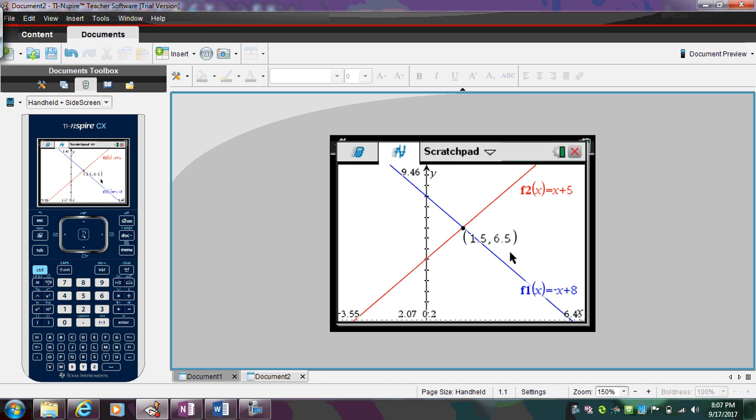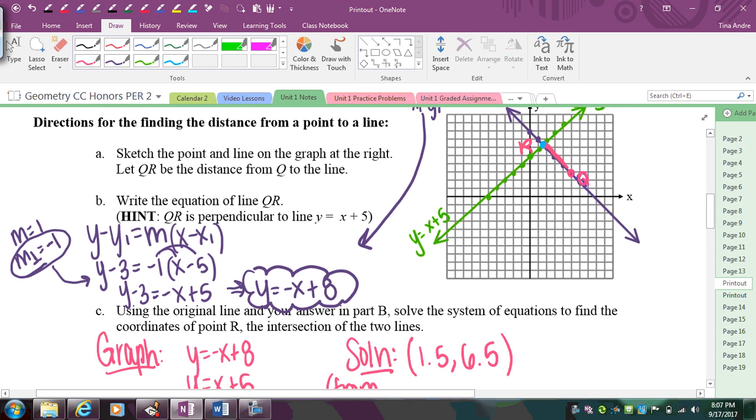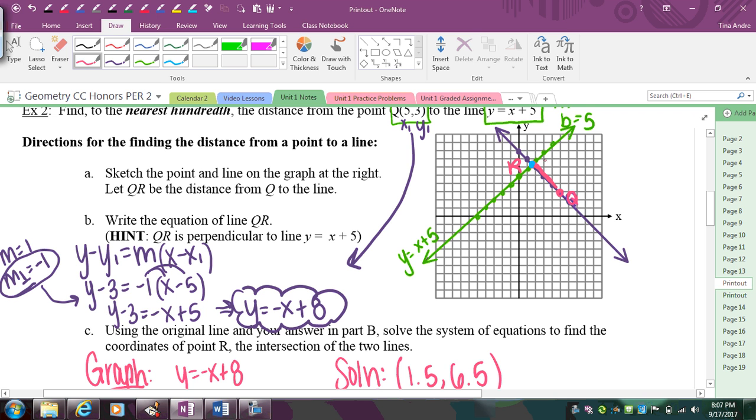So here's my point. I'm going to go ahead and write that down: 1.5 comma 6.5. So my solution from the calculator was 1.5 comma 6.5. And that tells me that up here on my graph, this is 1.5 comma 6.5. So now all I have to do is find the distance between that coordinate and what I already know is Q, which is 5 comma 3.